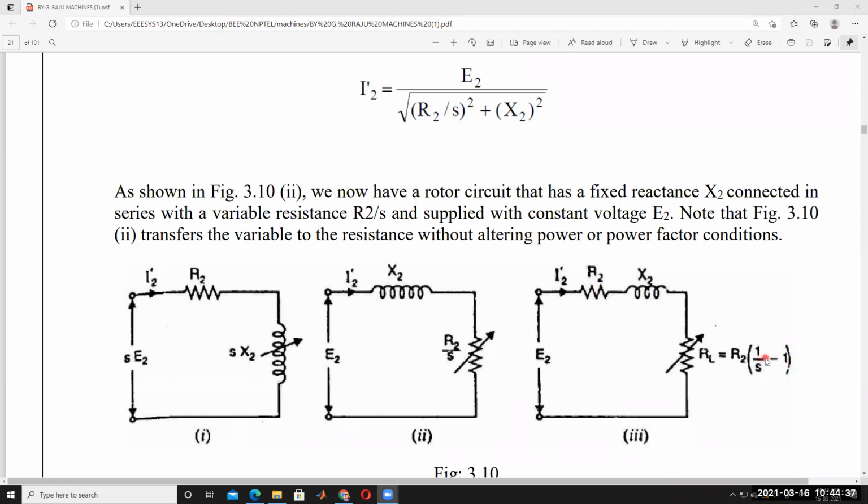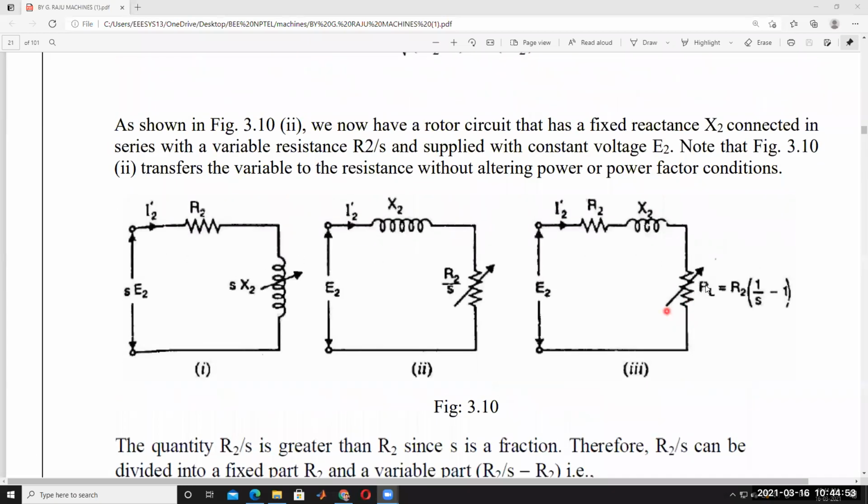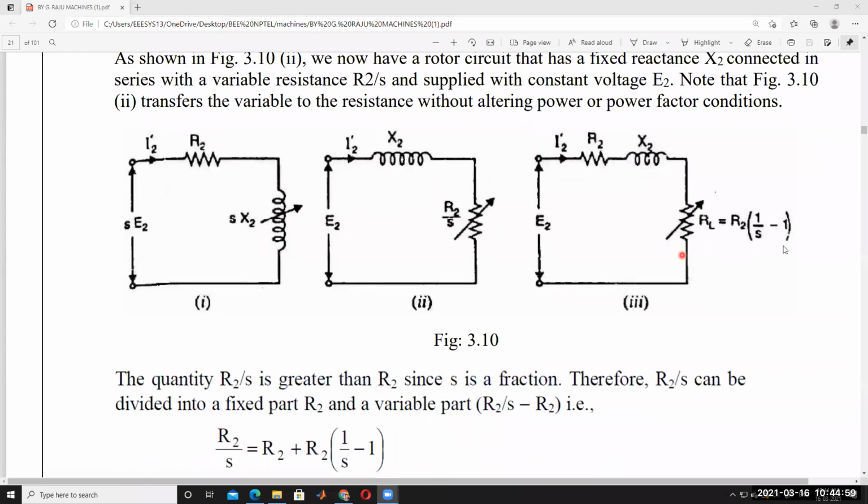And then R2 cancels. This is the same as X2 and R2 by S. See here, minus R2 and here plus R2 is cancelled. Same as this equivalent circuit. So that means this circuit can be represented in a mechanical load manner. So RL is R2 into (1 by S minus 1). So we have to represent a load like this.